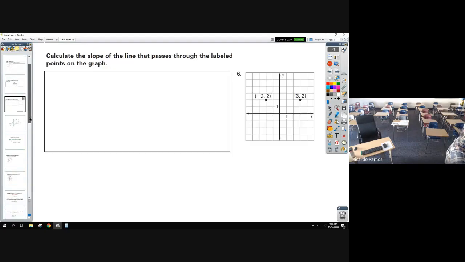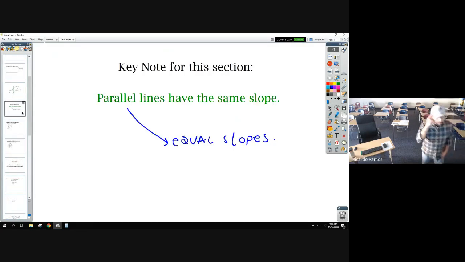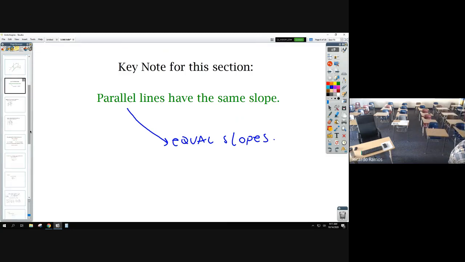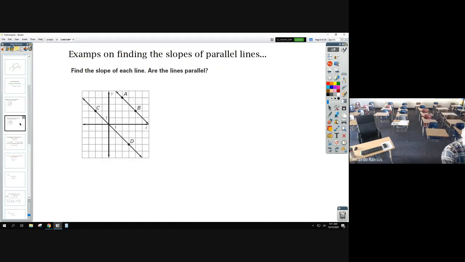And then we got into the main note for the section: parallel lines are going to have the same slope because parallel lines never intersect. They have to have equal slopes. So then on Monday, I gave you guys a couple lines. You found the slope of each, and then told me if they were parallel or not. I don't have the work shown on these ones right here, but I do have these notes posted in Google Classroom if you needed to go back and check that out.